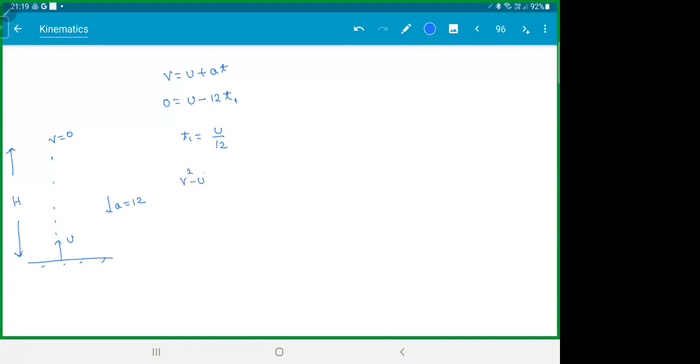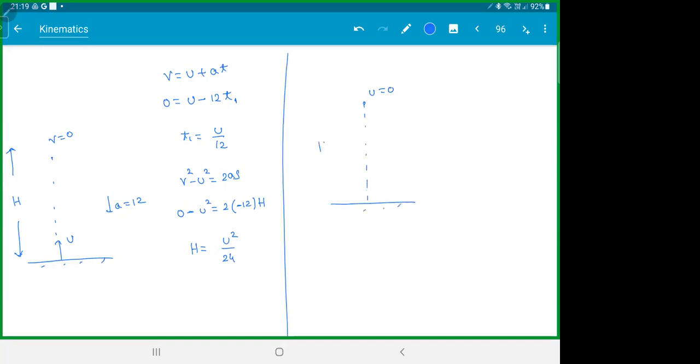So v square minus u square is 2as. So this is 0 minus u square, 2 times acceleration, which is minus 12, and this is h. Actually, you could have used the formula u by g and this thing, but then you might think I can use it everywhere. So that's why I'm not doing that. Now, why do I need to find h? Because when you're falling down, your speed is 0. How much does this thing fall? This will travel a distance of h. There is no guarantee it will come back with the same speed it is projected with.